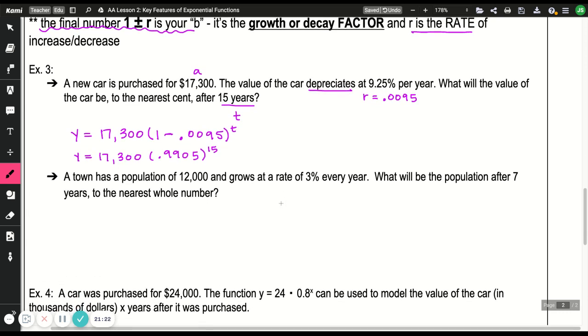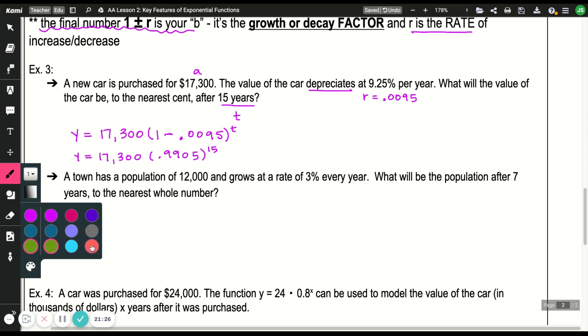Our second example: a town has a population of 12,000. So that is our starting value. We're going to start with 12,000 people, and that's your A. It's growing, so now we're going to add the R. And the rate is 3%. We need to change 3% to a decimal. So right now the decimal is after the 3. I'm going to move it once and twice to get 0.03 as my R.